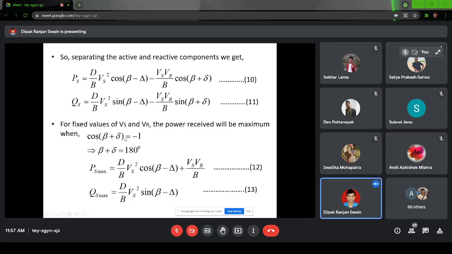And if you remember, we calculated the same expression in the machine also. If you substitute that condition in this equation, this is the maximum value of sending end active power and maximum sending end reactive power. These derivations may not be there in the book, so you can read that from this.